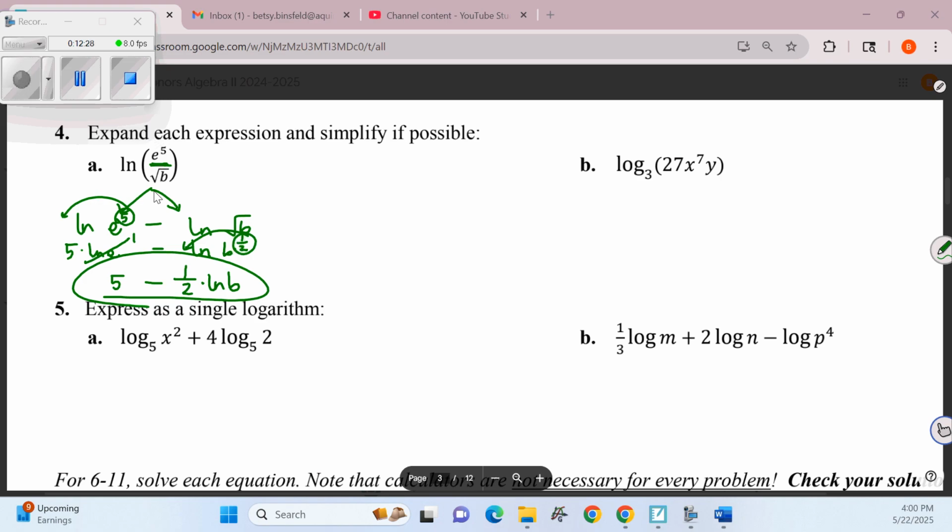Recognizing in part B, we're still trying to expand things out, but this time everything is connected by multiplication. So, and there's 1, 2, 3 pieces. So that's going to expand into 1, 2, 3 separate logs, all log base 3. This is what we mean to expand. It's currently a single log base 3. We're going to expand it out. There's 3 pieces on the inside of what we're taking the log of. Since they're connected by multiplication inside the single log, when we expand it out, they're going to expand by addition. So 27 would be the first piece, x to the 7th would be the second piece, and the y would be the third piece here.